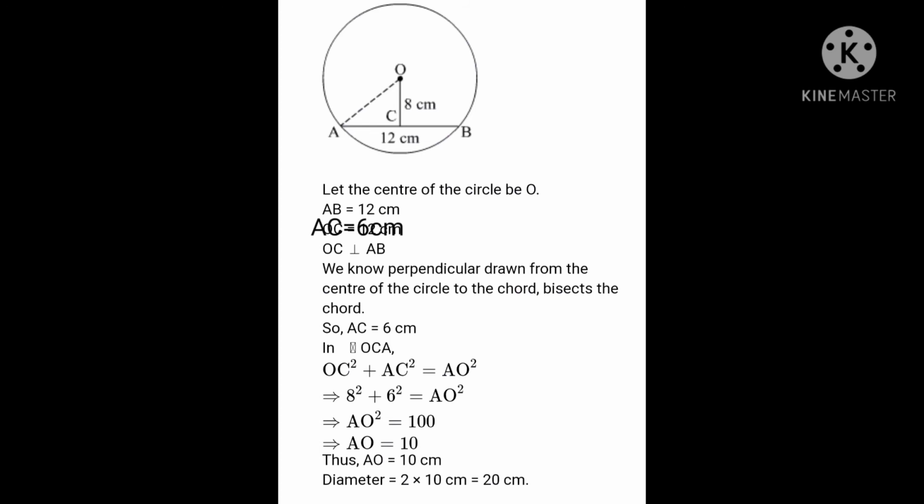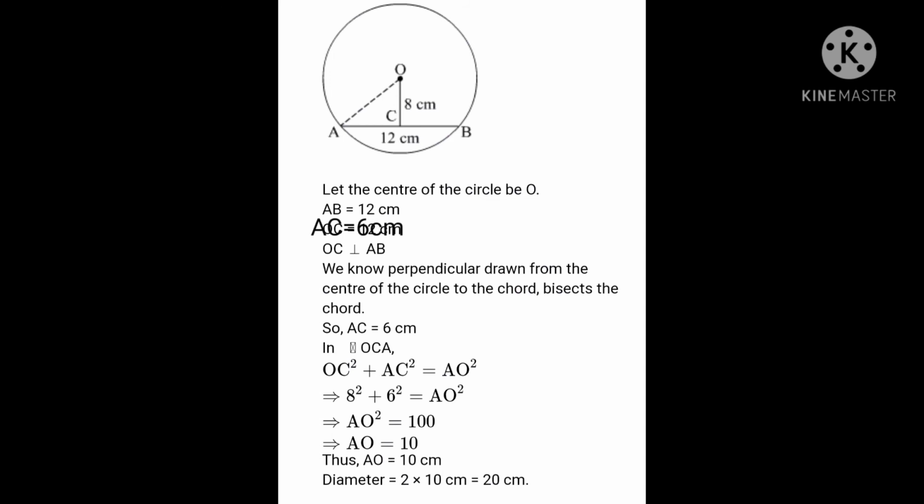Now to find the radius of the circle, we are using triangle OCA. In triangle OCA, angle OCA is 90 degrees, so you can apply the Pythagoras theorem. By the Pythagoras theorem, OC square plus AC square is equal to AO square. That means hypotenuse square is equal to one side square plus the other side square. Or in other words, the sum of the squares of the sides is equal to the hypotenuse square.